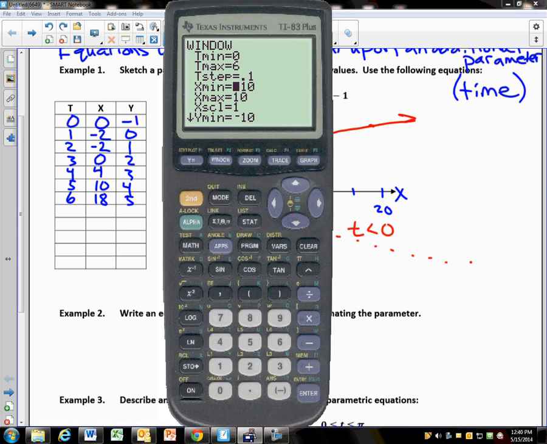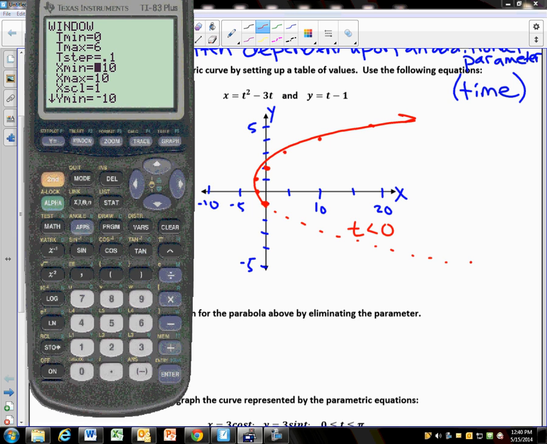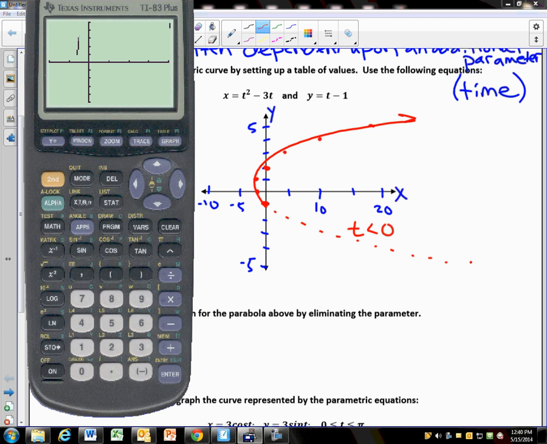And then we could go to our x mins. My smallest x value looks like -10. My biggest x value looks like 20. My scale, I've got a tick mark every 5. My y min is -5, my y max is +5, and I've got a tick mark every 1. And if we press graph here, we should come up with that exact same shape that we just put.